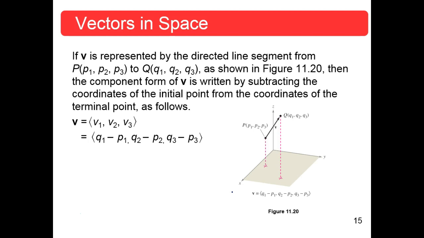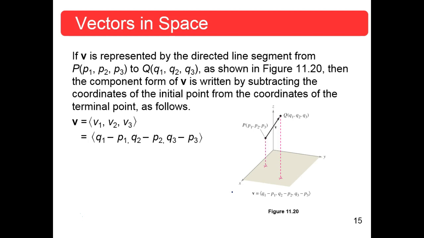Okay? If v is represented by the directed line segment from P, which is P1, P2, and P3, now these are coordinates of a point, not components of a vector, and Q, the second point, your terminal point, that's Q1, Q2, and Q3. If v is represented by those two, we always do this is initial, that's terminal. PQ, arrow pointing in that direction. As shown in this figure, then the component form of v is written just like we did before. Now here, the order matters. Remember on the distance formula, it really didn't matter which one you wrote first, because you square it. This one, it does matter, okay?